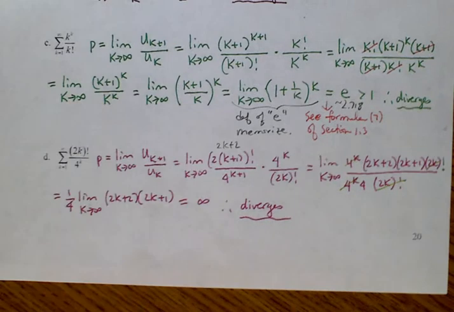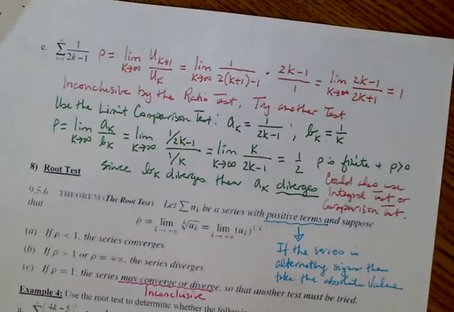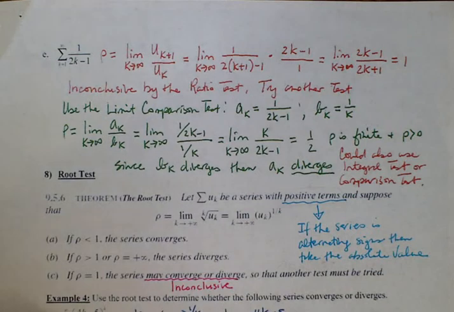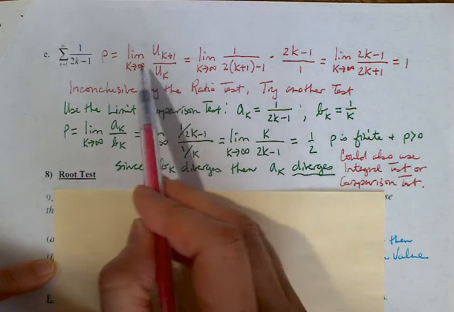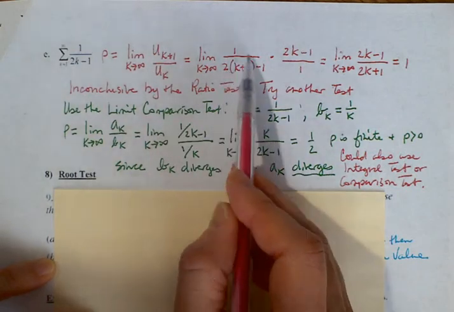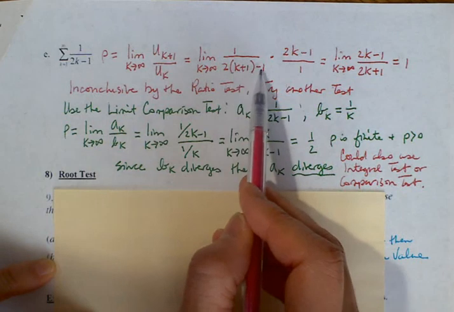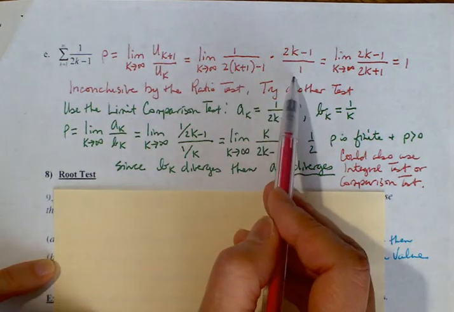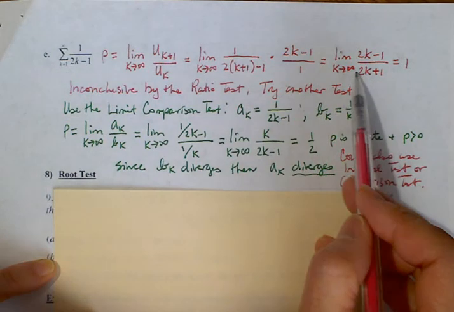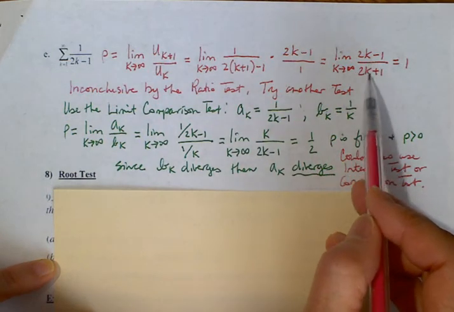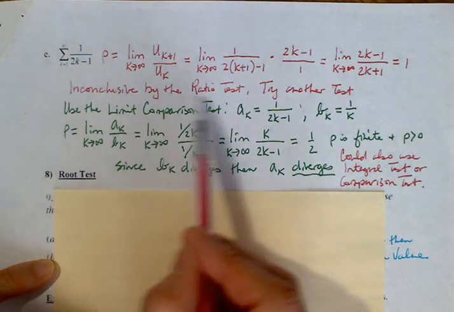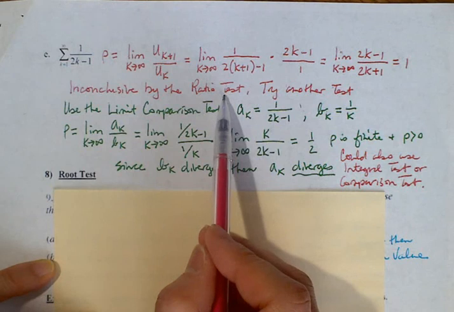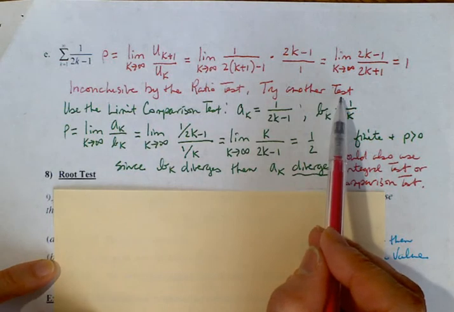Okay, there's one more example on page 21, so let's go through that one. For this one, I work through this and I end up with 1 over 2 times (k plus 1) minus 1 times (2k minus 1) all over 1. And so work out the algebra on that, and I end up with (2k minus 1) over (2k plus 1), which is equal to 1. So this is the inconclusive one. By the ratio test, it's stating that it could be either converging or diverging. So you have to try another test, right?